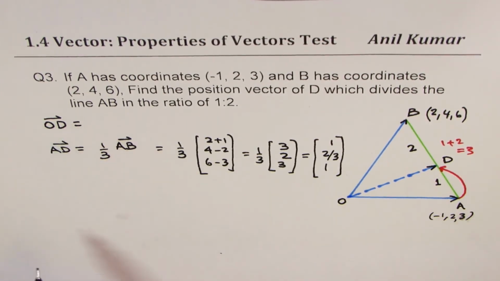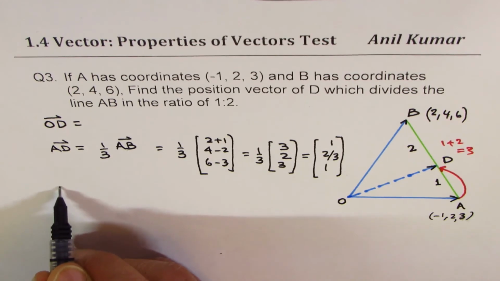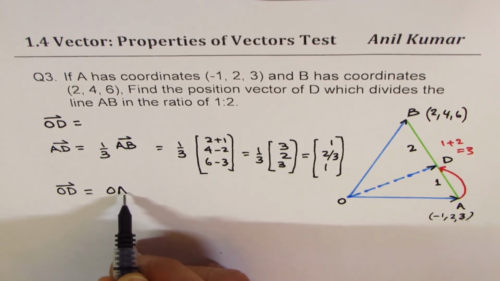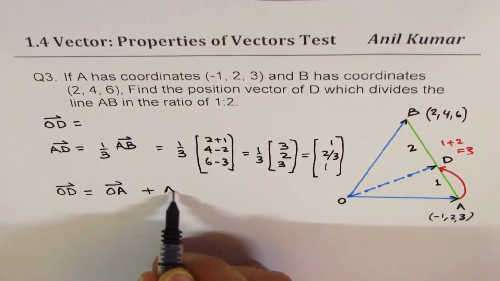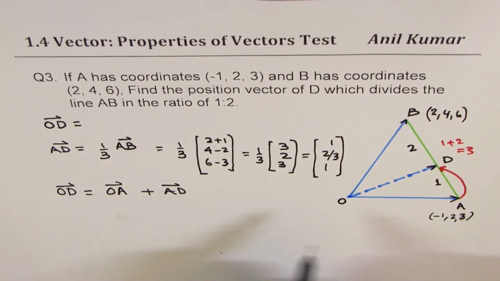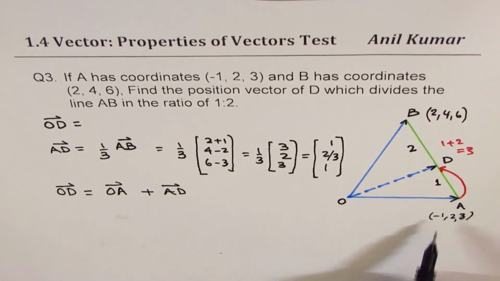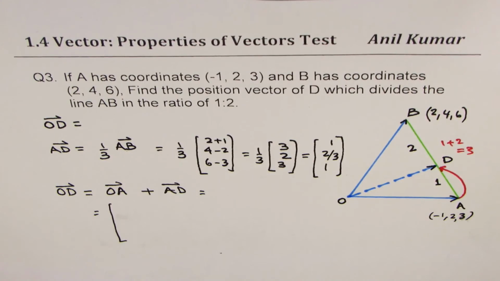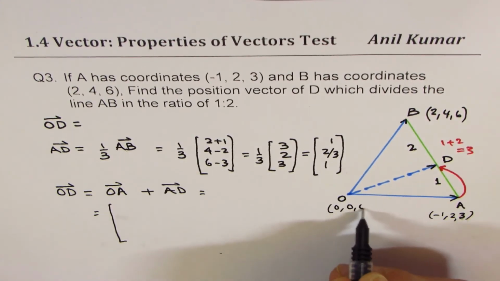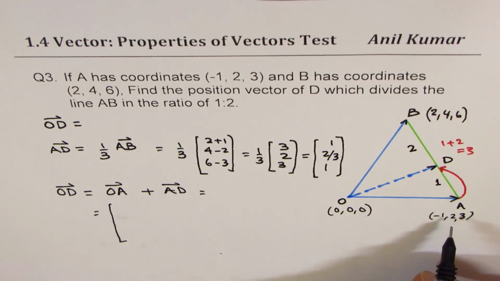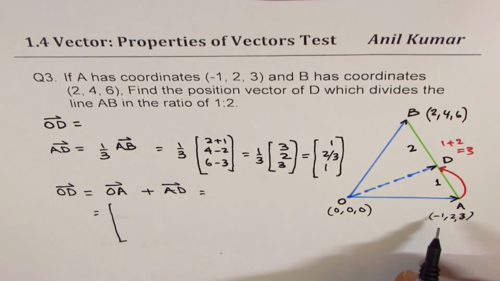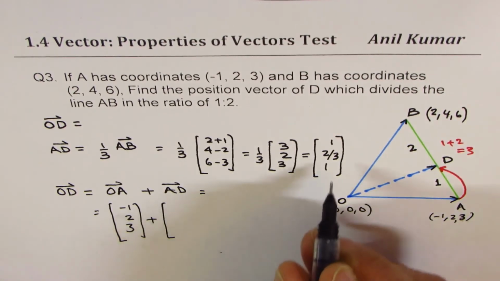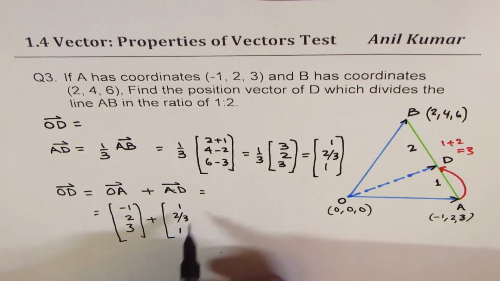We need to find what OD is. So OD can be written as a linear combination of OA and AD. So it's OA plus AD. Correct? Now OA, O is origin, which is 0, 0, 0. So that minus this will give us that value. So OA is a position vector, right? So OA is minus 1, 2, and 3. AD we just calculated: 1, 2/3, and 1.